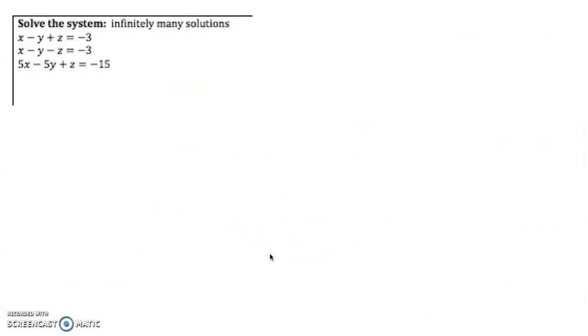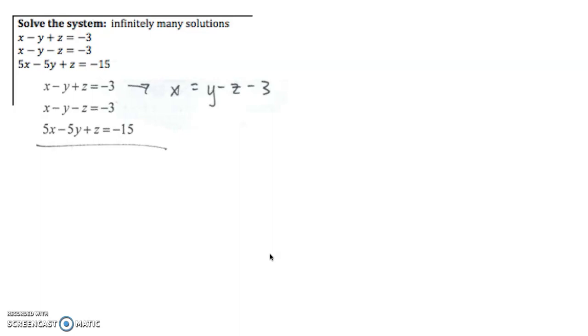So let's solve this system, and I'm going to show you a system that has infinitely many solutions. It's like when you solve just a two-variable linear system. You get a true statement like 0 equals 0. So you can decide, do I want to solve this using elimination or substitution?